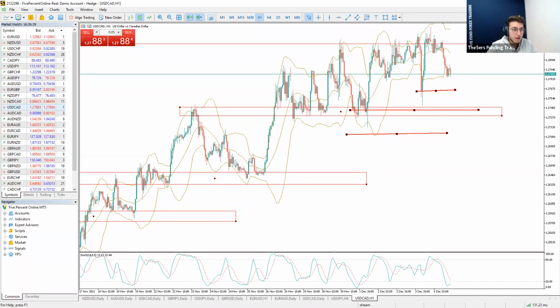Before opening a position on the CAD, I want to look at the oil because there is a negative correlation here. So I will come back to oil.